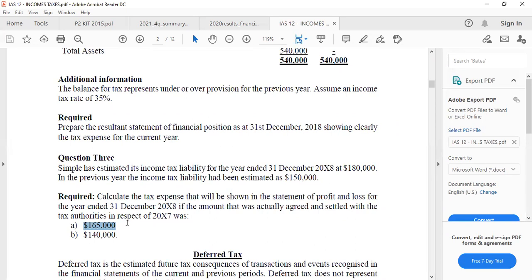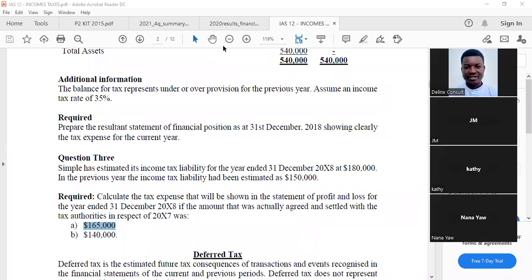So, as I was saying, in the actual year now, it is the 180 plus the 15 that is outstanding. The 180 is what you have declared that we are expecting to deduct from the current year profit. And then the difference is what you were supposed to pay and you didn't pay. So you come and add it to what you are going to pay this year, what you should have subtracted but didn't subtract.